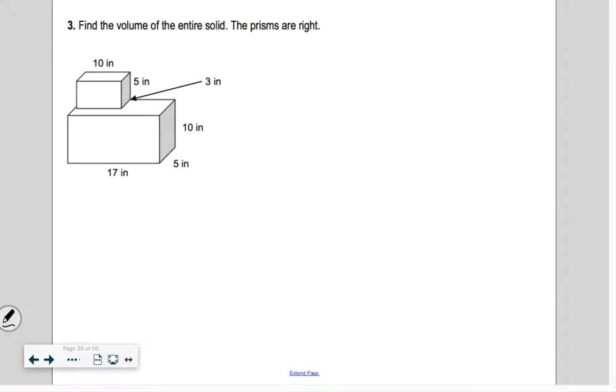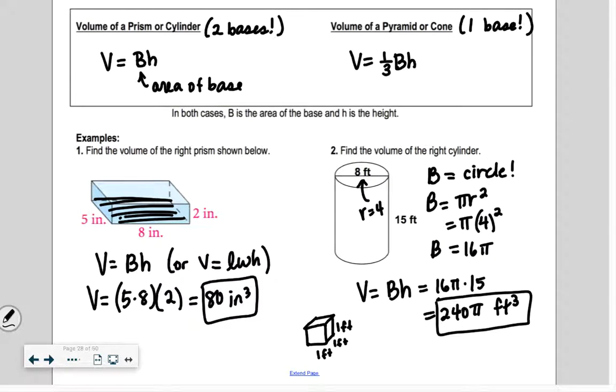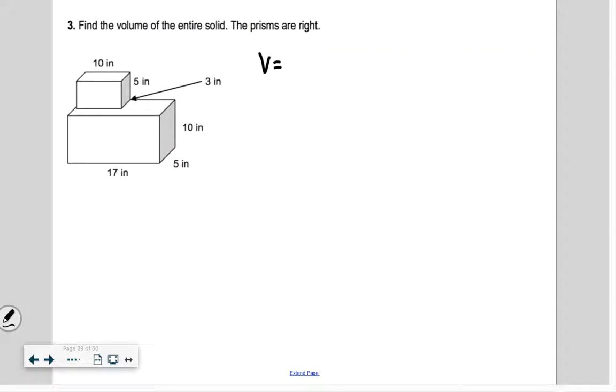All right, so find the volume of the entire solid. What do you guys think we do in this example? Yeah? Do the two prisms separately and then add the volumes together? Exactly, and that's this theorem, which we talked about, the volume addition postulate. You just find the individual volumes and you add them together.